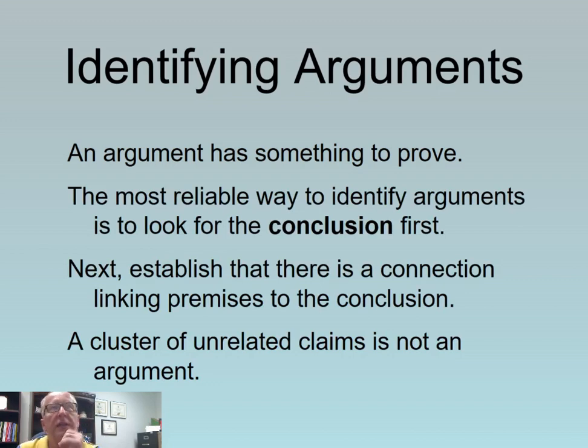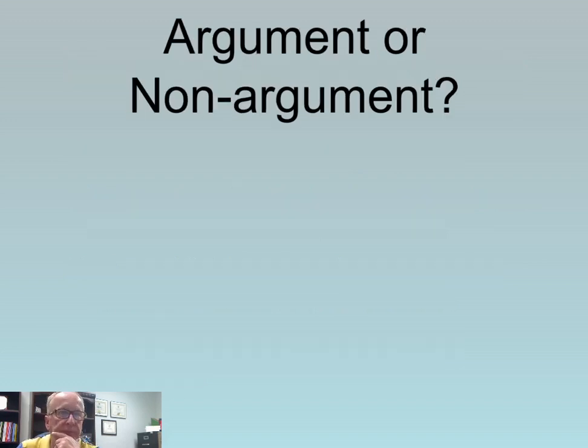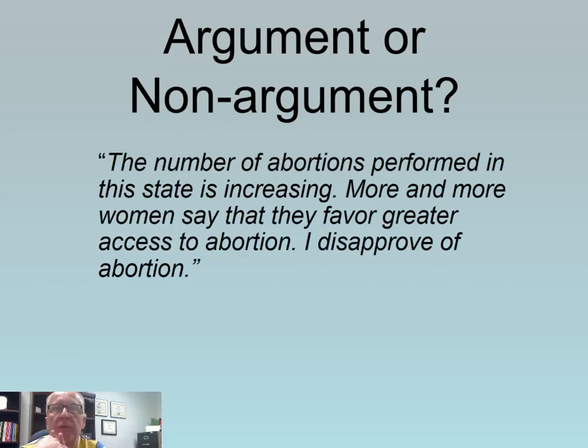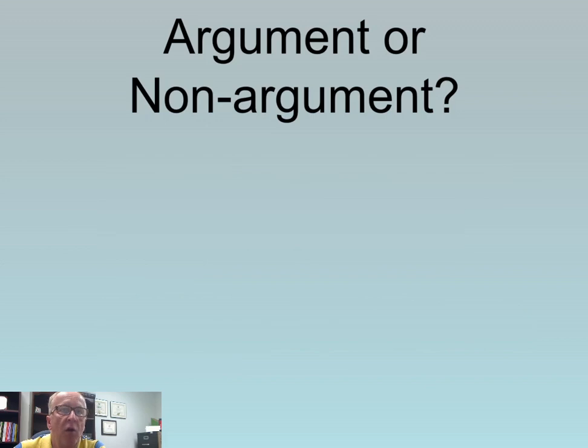So I want you to look at these statements and see if this is going to be an argument or a non-argument. Okay, the number of abortions performed in the state is increasing. That's premise one. More and more women say they favor greater access to abortion. That's premise two. I disapprove of abortion. That is the conclusion. So is this an argument or is it not an argument? Well, I don't think it's an argument because the statements there don't support each other and they don't support the conclusion. So it's not an argument.